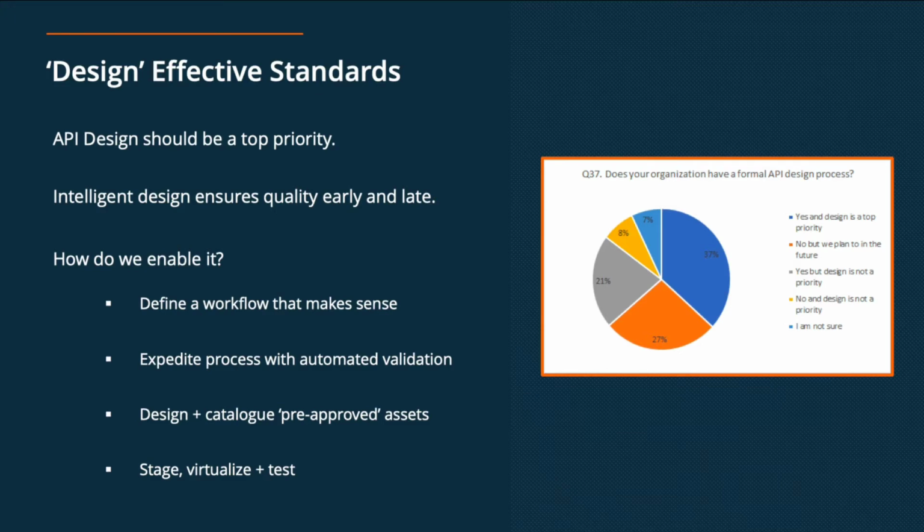There's a few different steps that you can take, but first off, it's going to start with defining a workflow that makes sense for your team, expediting your process with automated validation, designing and cataloging pre-approved assets, and then staging, virtualizing, and testing. So all of these are bullet points that we're going to get into and walk through a little bit, but this is just the outline of, as your team is starting to look at your API design process, are these boxes that you currently have checked, or that you're moving towards in the short term?